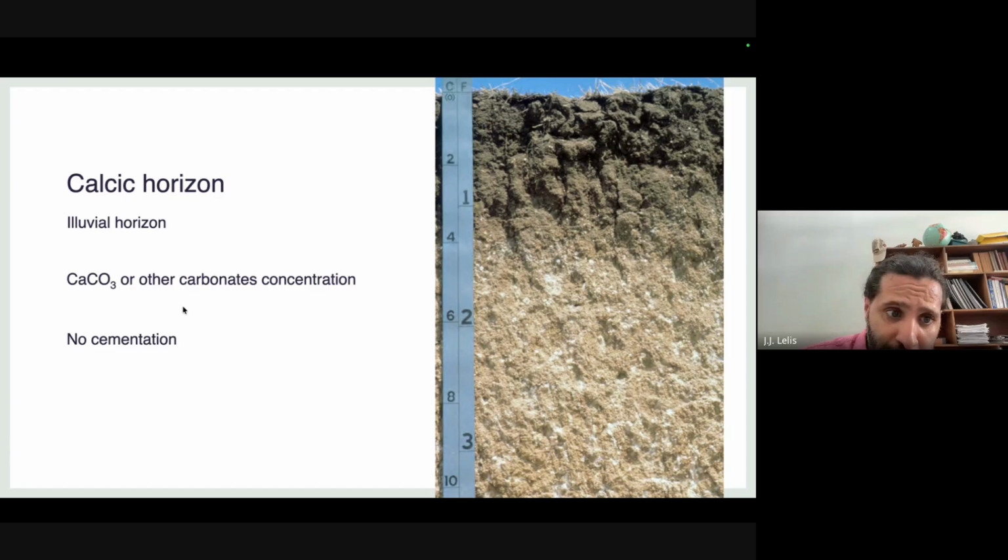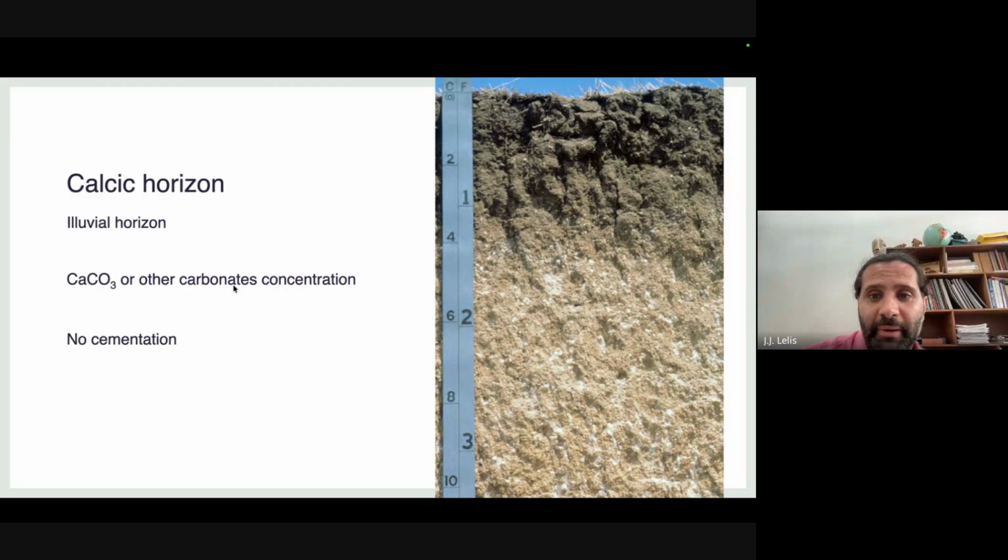we can also induce a concentration of calcium carbonate. Of course, calcium carbonate and other carbonates. Why do we always talk about calcium carbonate? Just because it's the most common, okay? But calcite, dolomite, and other carbonates can be present, no problem. But calcium carbonate is the most common because it's the hardiest mineral among the carbonates. Among the carbonates, it's the one that will hardly be destroyed.